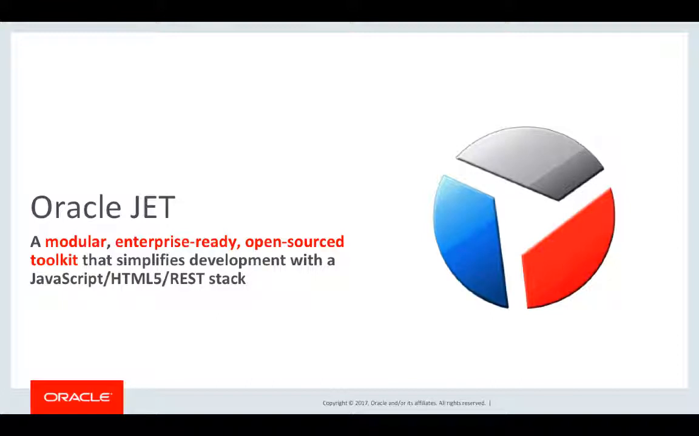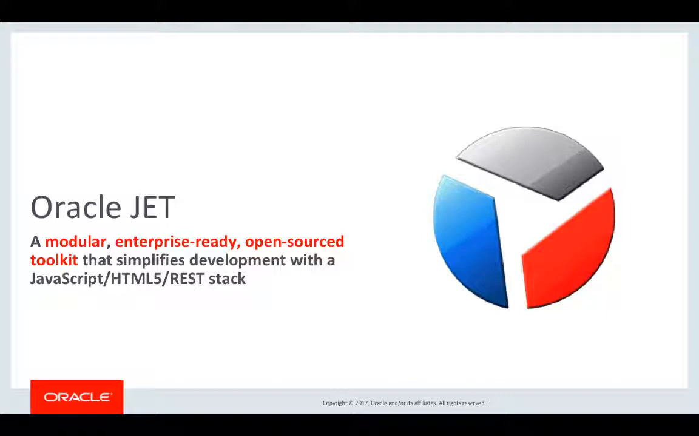The end result of this effort is something we call Overkill Jet, or the Overkill JavaScript Extension Toolkit. It is a modular, enterprise-ready, open-source toolkit that simplifies development with a JavaScript HTML5 REST stack. One of the interesting things about Overkill Jet is that it's an open source project. You can find it on GitHub. You can go to overkilljet.org and find all the information about Overkill Jet.